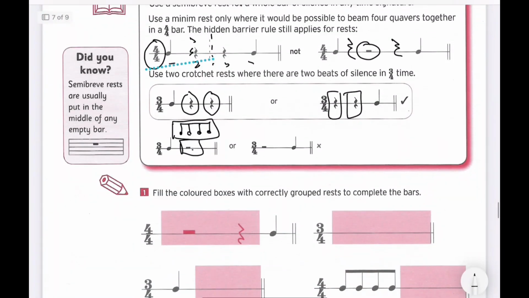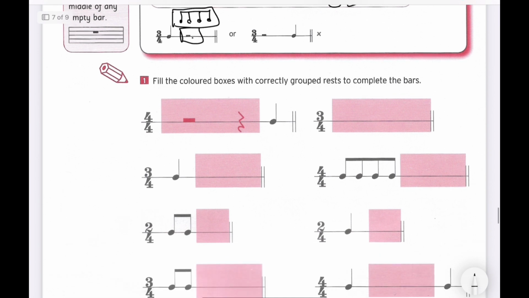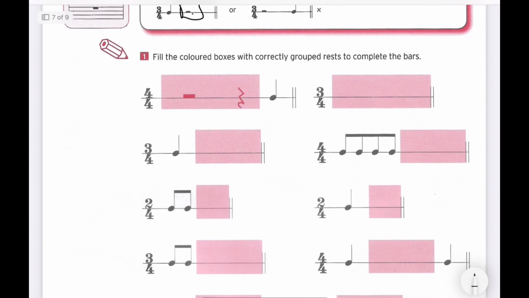Okay, so let's do some exercises, then you may feel better. Fill the colored boxes with correctly grouped rests to complete the bars. So now, this is 3/4 time signature. That means we have to write 3 quarter note rests. Now you have one quarter note given here, so we cannot write a half note rest or minim rest here. We have to write 2 quarter note rests only.